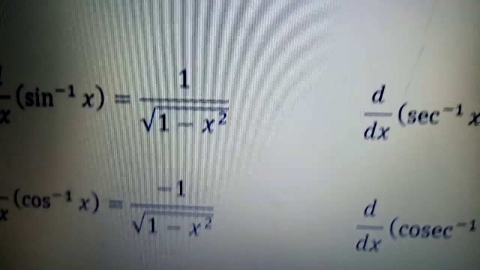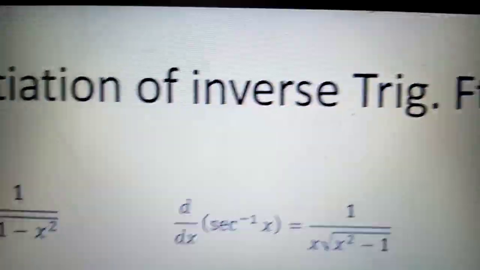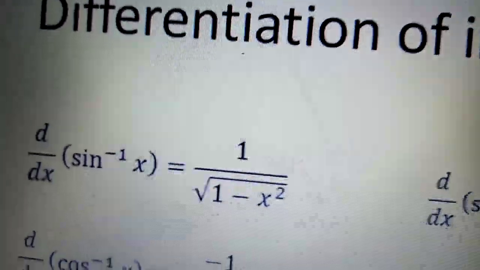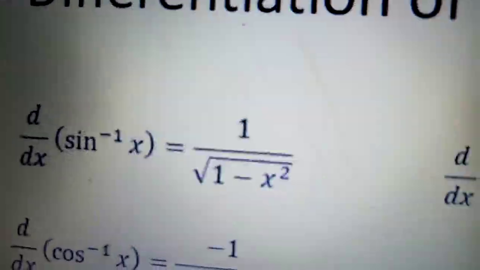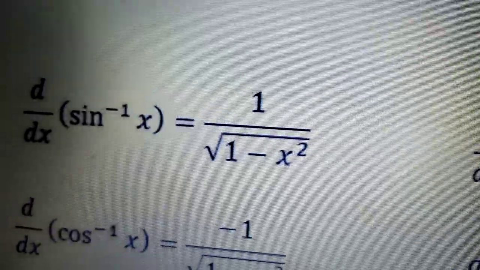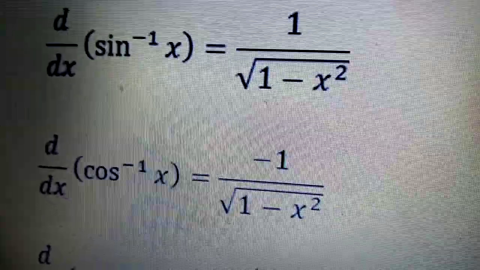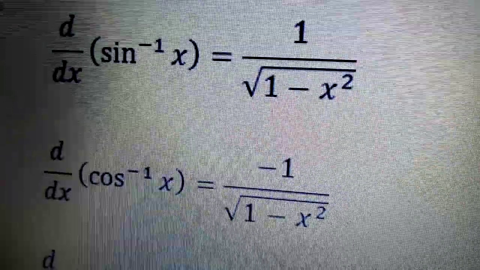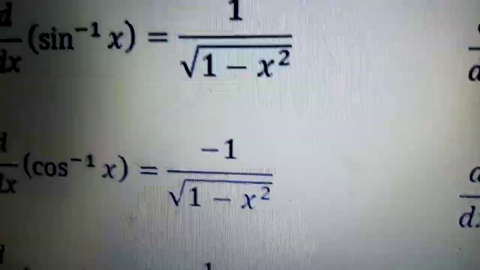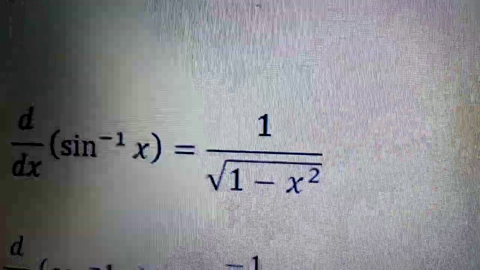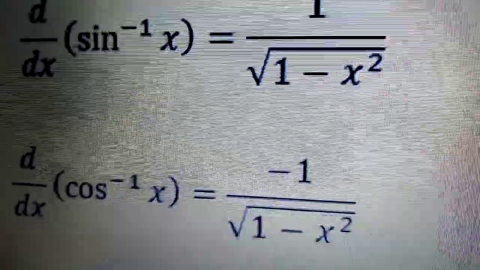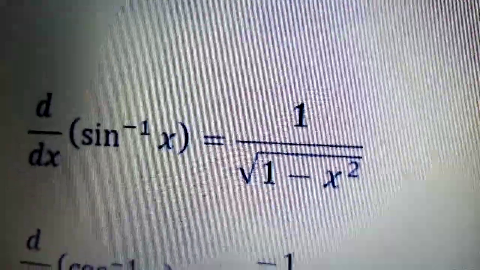So similarly for inverse trig functions, differentiation of sine inverse x, or arc sine x, is 1 all over the square root of 1 minus x square. Differentiation of cos inverse x, which is arc cos x, is minus 1 all over the square root of 1 minus x square. Note that the difference between the derivative of sine inverse and cos inverse is the minus. The cos has the negative sign and the sine does not.